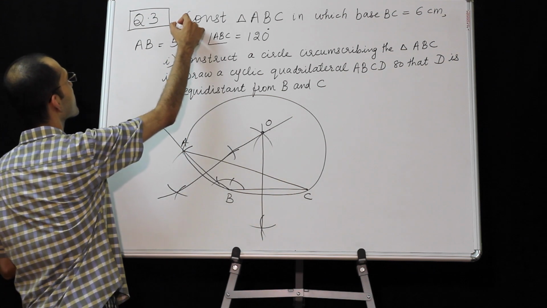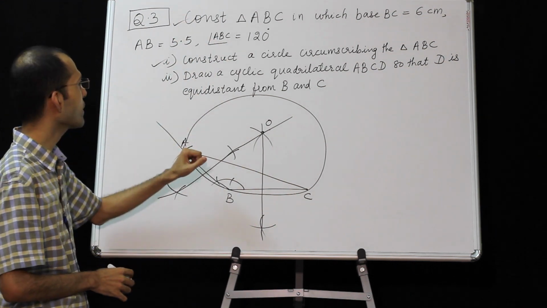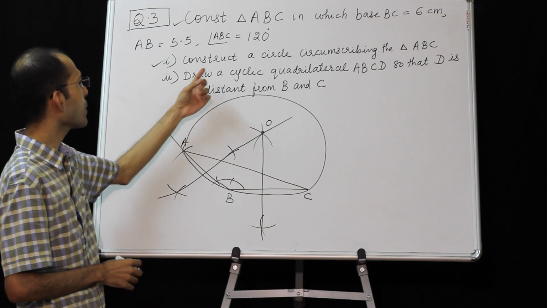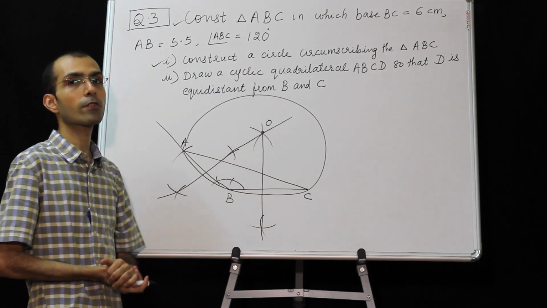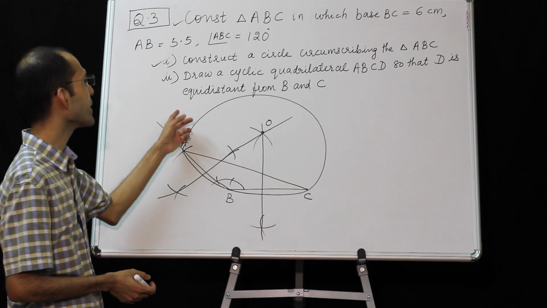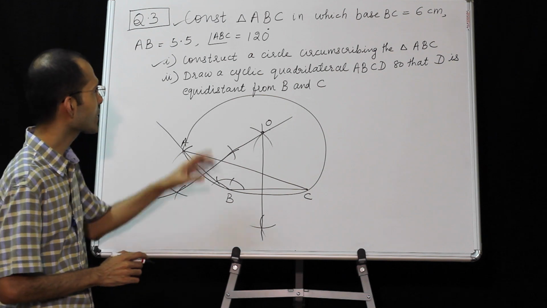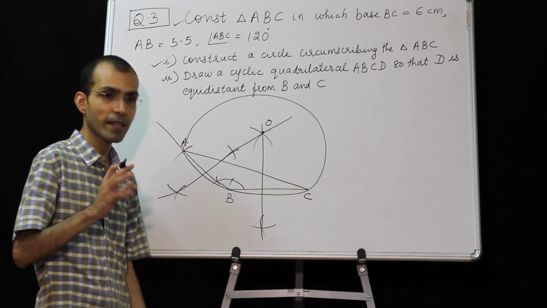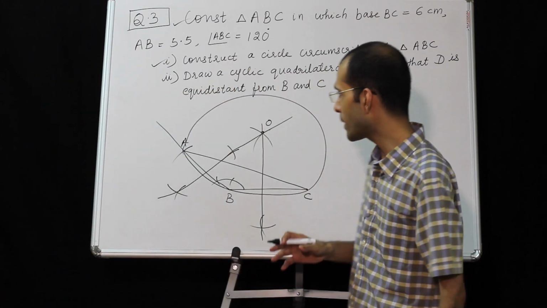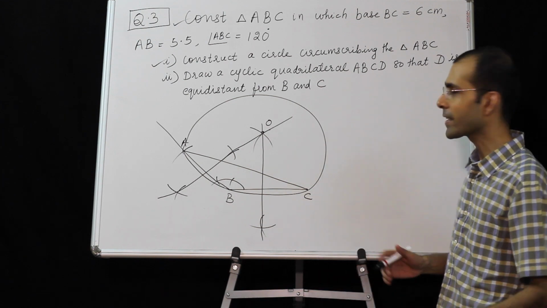So this part is done, this part is done. Let's see this part now, final. Draw a cyclic quadrilateral ABCD so that D is equidistant from B and C. First of all, let's understand this word cyclic quadrilateral. You might have already done the topic of circles. So you are aware what is a cyclic quadrilateral.